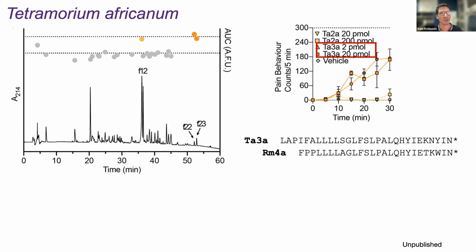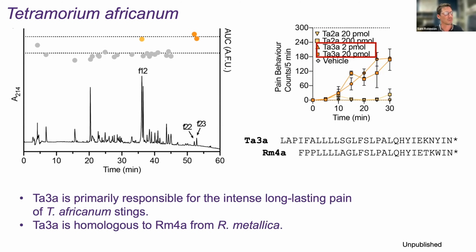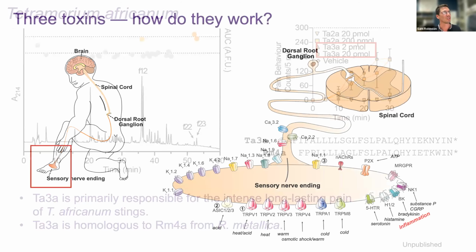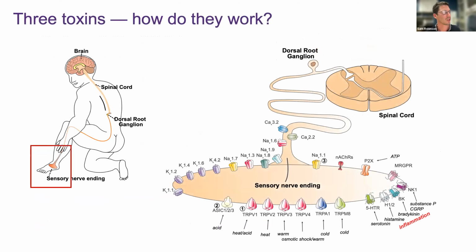And also, if you look at the precursor structure, they're homologous. So again, we're pretty confident we've got the pain-causing toxin from these three ants. So the next question is to understand how they work.